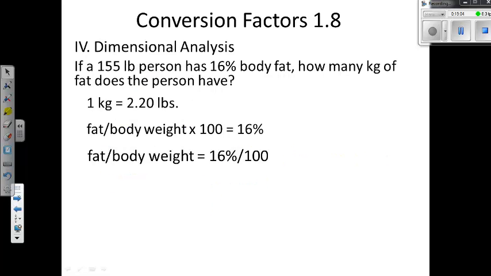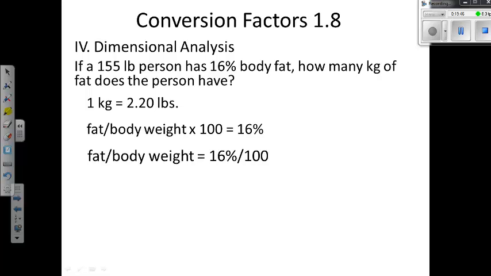One more example here. A 155-pound person has 16% body fat. How many kilograms of fat does the person have? Okay, kind of a gross question, but actually it came from the book, so I didn't make this up. So here we have the percentage we're dealing with here. And the conversion factor is 1 kilogram is 2.2 pounds. And how did I come up with 16%? Well, I had a ratio of fat per body weight times 100 is equal to 16%.